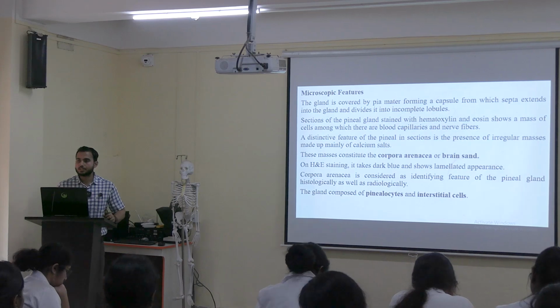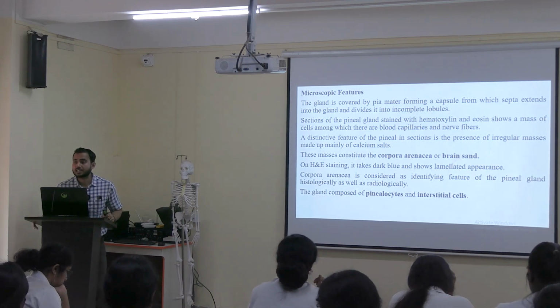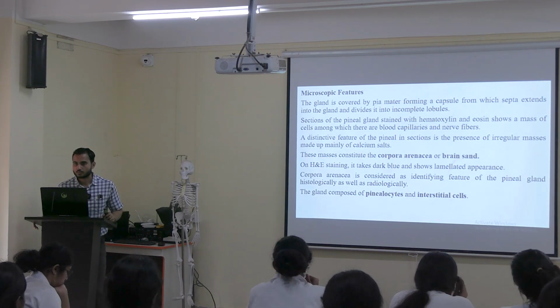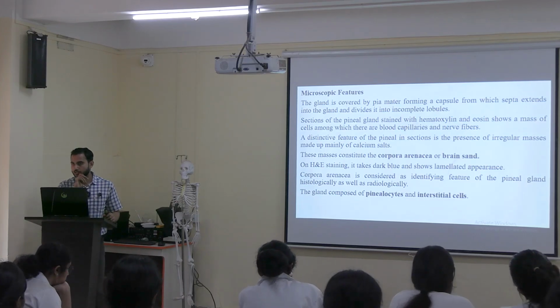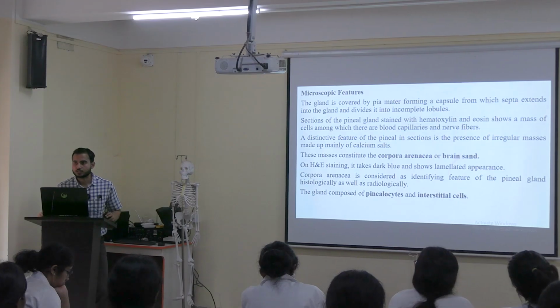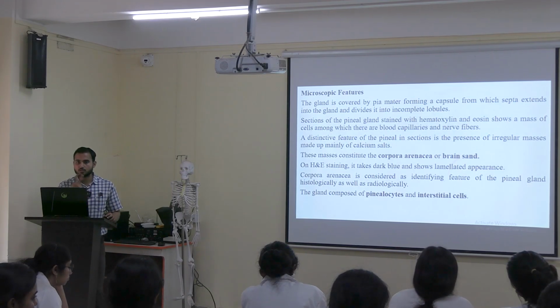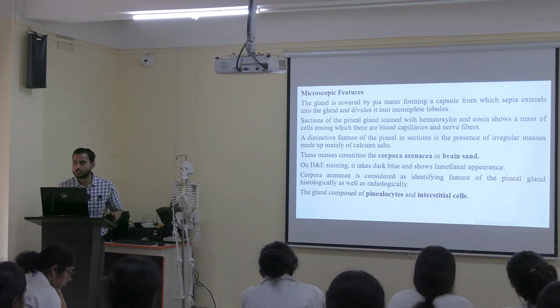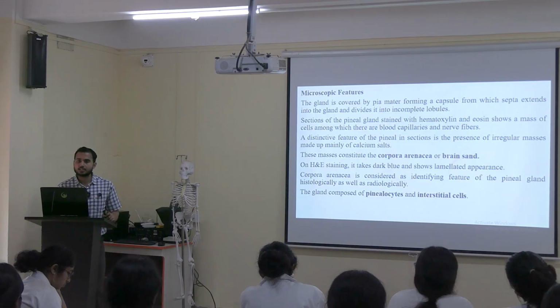If you remember the parathyroid gland, how many types of cells are there in parathyroid glands? Two types of cells. What are they? Chief cells and oxyphil cells, right? So similarly here also only two types of cells are there. Pinealocytes and interstitial cells. Interstitial cells are nothing but the supporting cells.